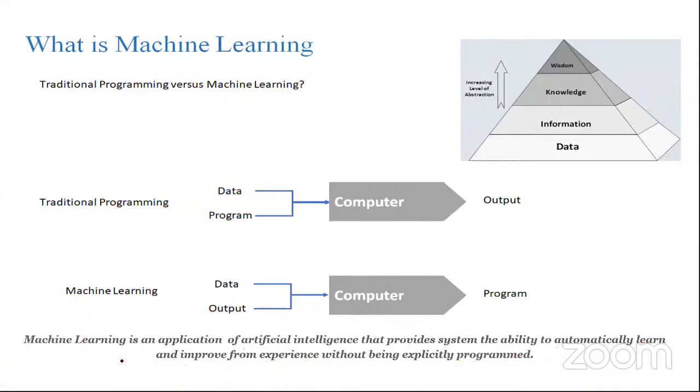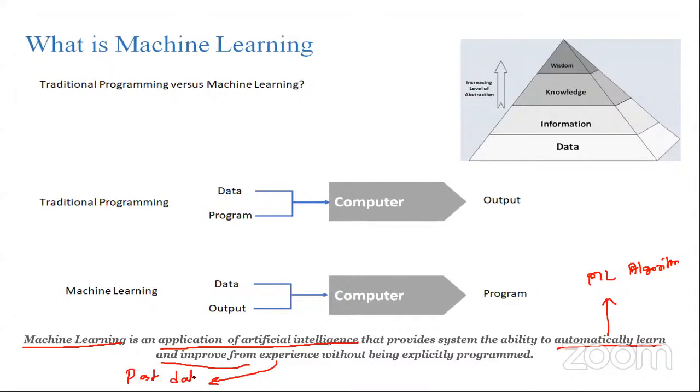Okay. Yeah, so now let's try to understand this definition. Machine learning is an application of artificial intelligence that provides a system the ability to automatically learn and improve from experience. So this automatically is what comes from the ML algorithm. Okay, and then experience is nothing but past data, without being explicitly programmed. So no more do you need to think of all the possible combinations and everything. No, these machine learning algorithms are sufficient to formulate the relationship between features and the outcome.